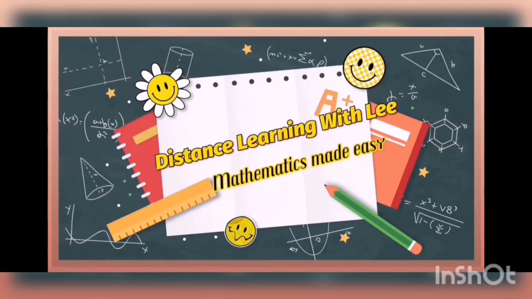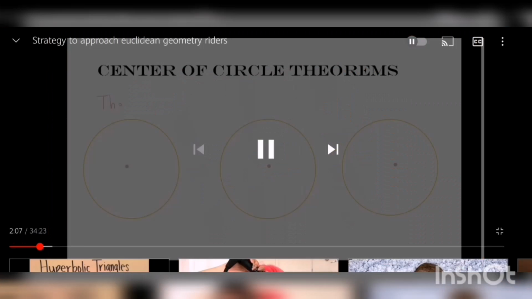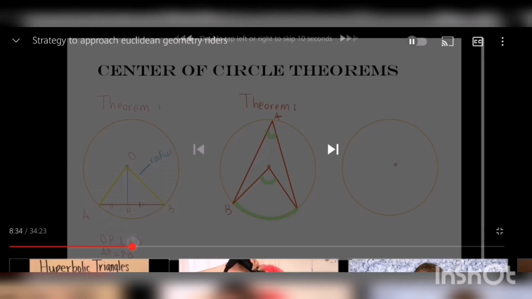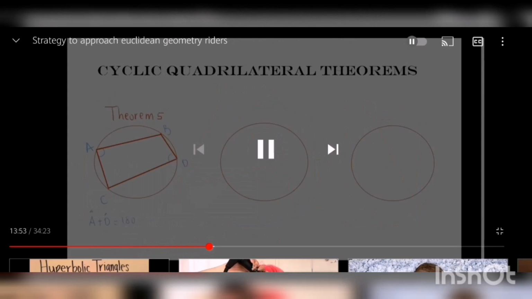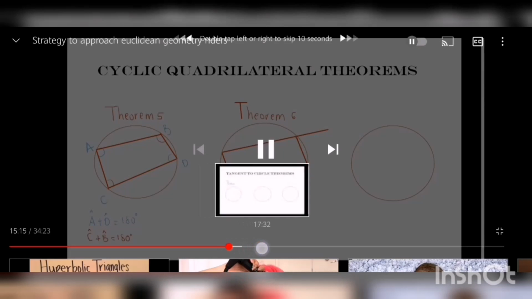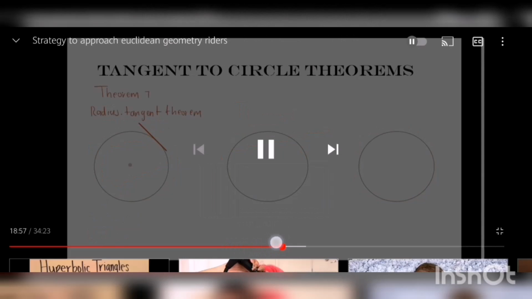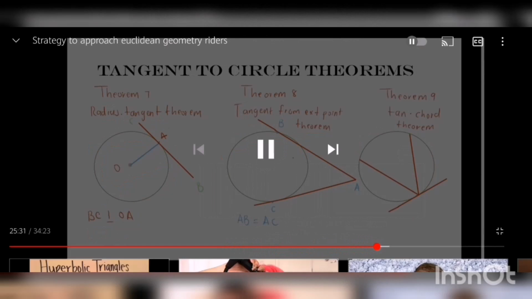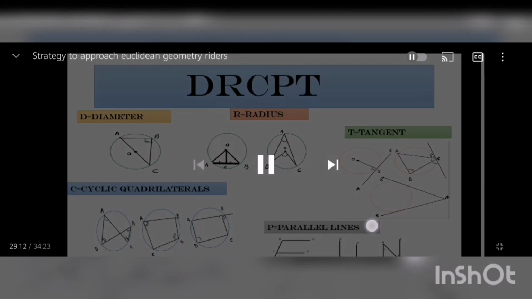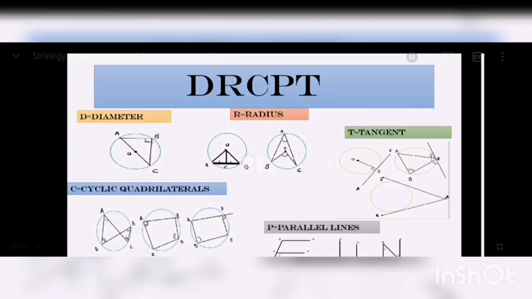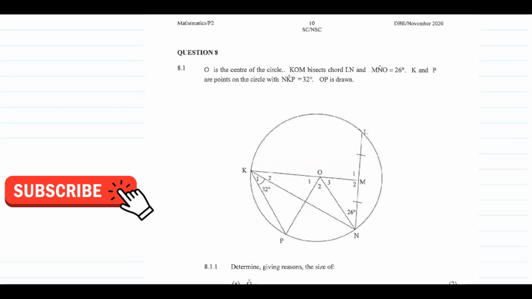I've made an awesome summary video on all the theorems that you need to know when it comes to Euclidean geometry. The only theorem that is not included in that summary video, which I will put a link to in the description box, is the theorem that talks about the proportionality theorem. So that's the only theorem that I haven't included in my summary video. But I've created a nice and awesome summary video to help you approach these Euclidean geometry questions or geometry riders.